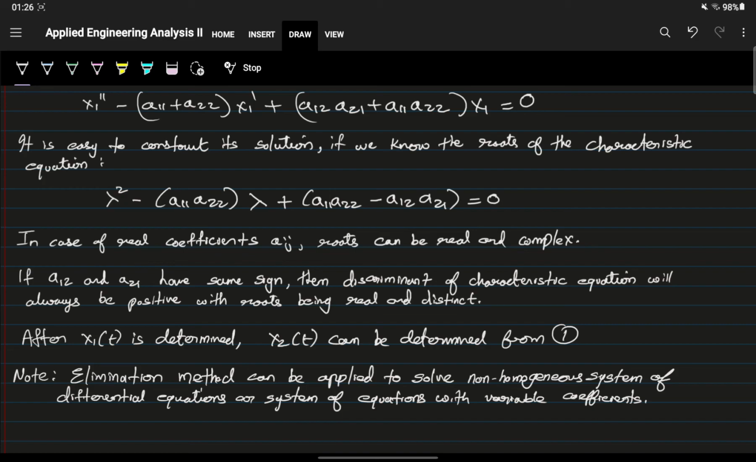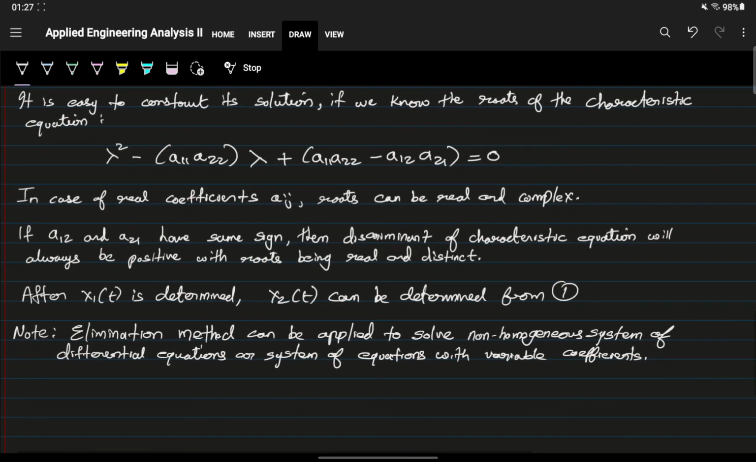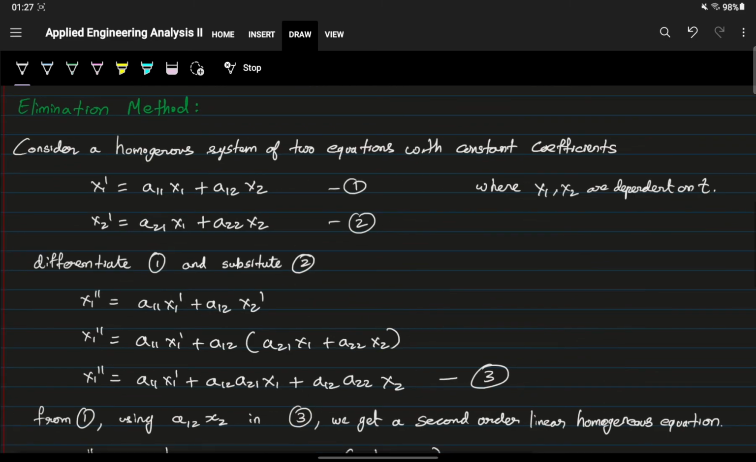And in particular, if the coefficients a12 and a21 have the same sign, then the discriminant of the characteristic equation will always be positive, and therefore the roots will be real and distinct. And after x1(t) is determined, the other function x2(t) can be determined from the first equation.